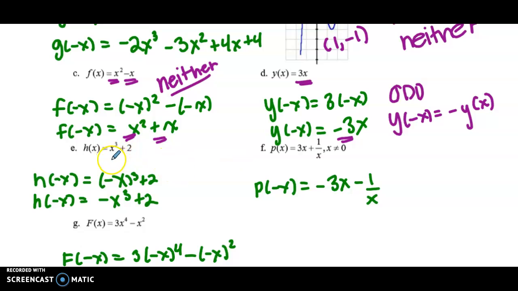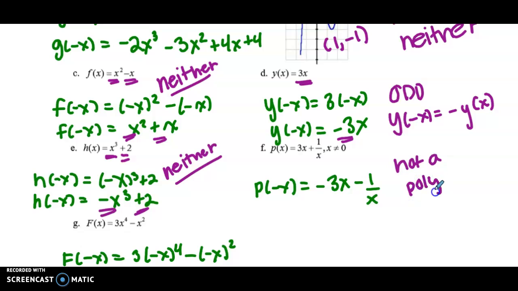All right, so this one right here, let's take a look. So negative, that became the opposite. This one stayed the same, so this one is neither also. Now this one right here is actually not a polynomial, because it has a fraction, it has a negative exponent. Remember, 1 over x is the same thing as x to the -1, which would make this not a polynomial. But this is okay. It can still be even or odd.